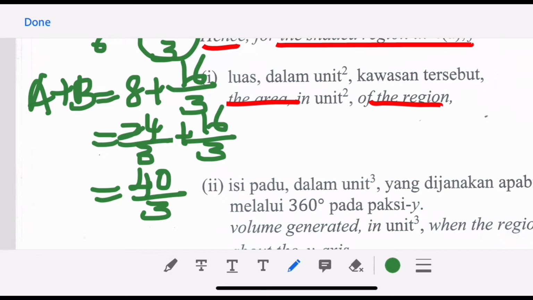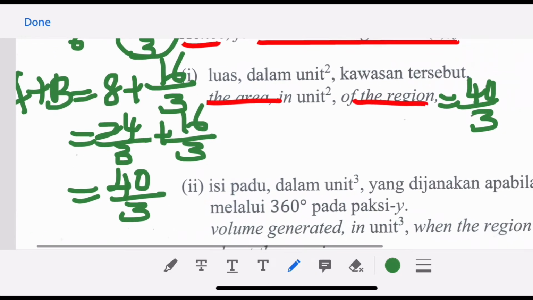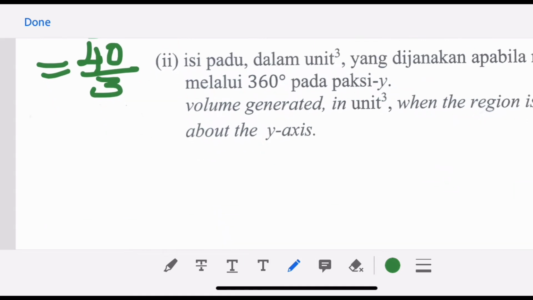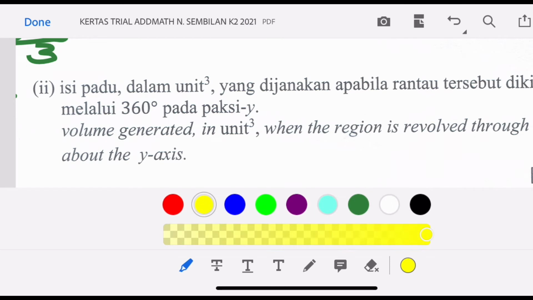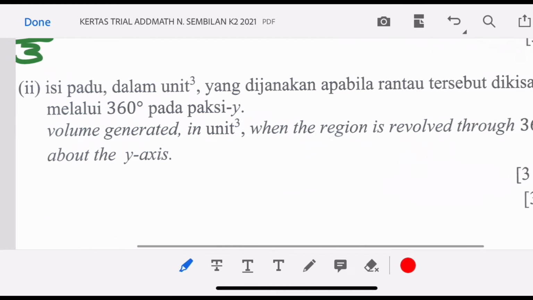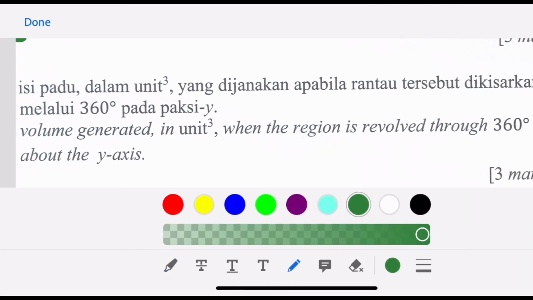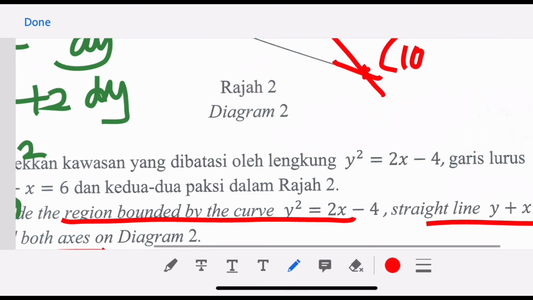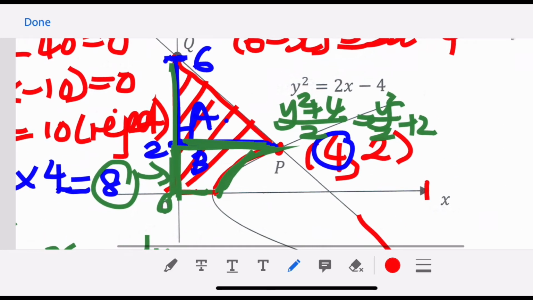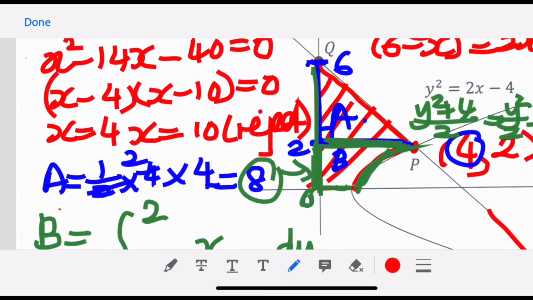Right, so this is the area for the region bounded by the curve, both axes and the straight line. Then, followed by, we'll calculate the volume. Volume generated when the region is revolved about the y-axis. The region means that we are using the same area.